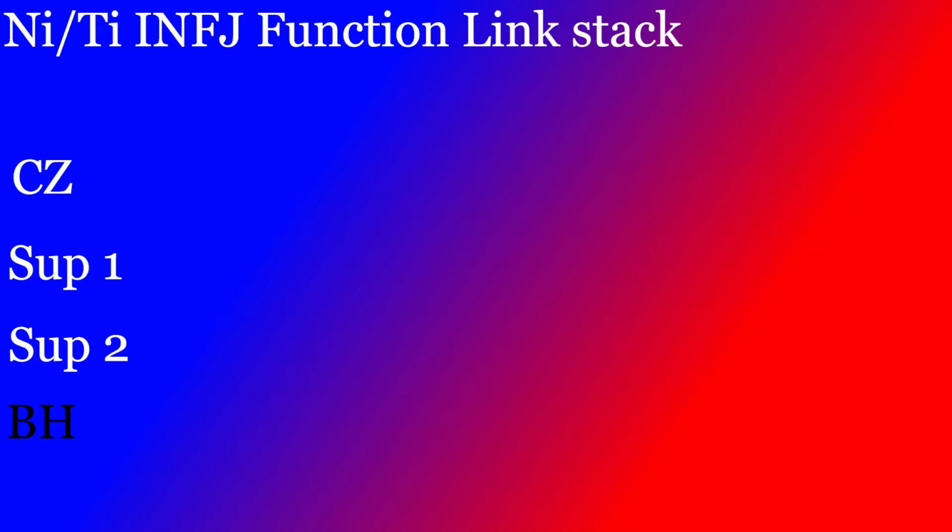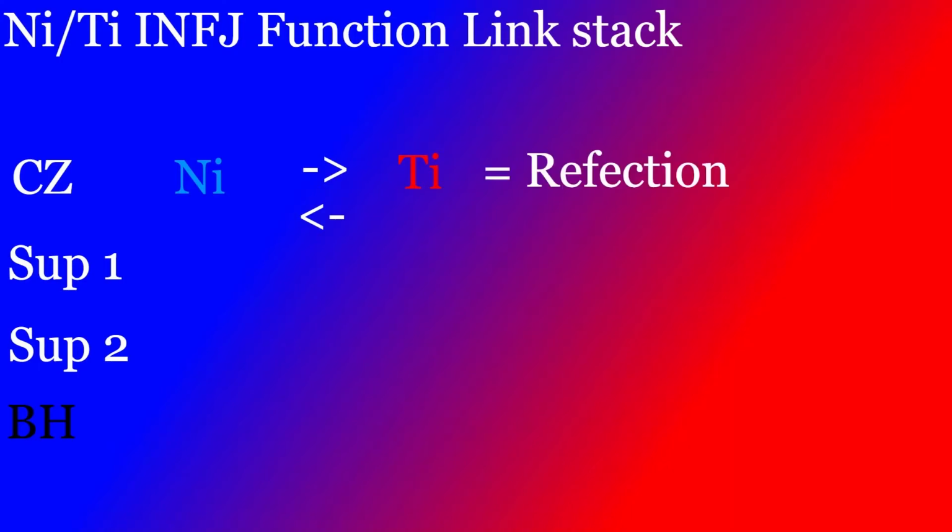So let's say that they prefer their TI over their FE, because they can do that in this system. What function link will they have first? Well, NI is their comfort zone, so that has to be part of their first function link, and TI is their preferred supporter. You would get reflection as your first function link. You would then ask, what is the opposite of reflection? That's grind. Therefore, you're going to have grind as your black hole.